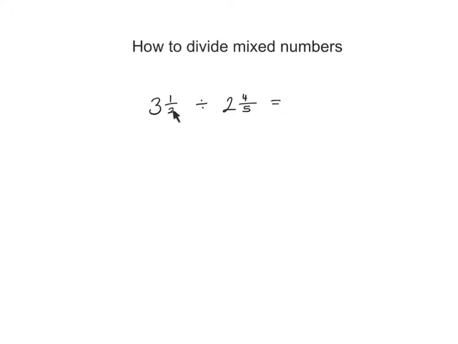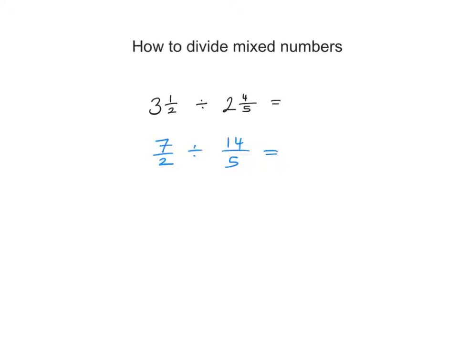In order to convert it into an improper fraction, all I need to do is do 3 times 2 plus 1. That will be the numerator. So 3 times 2 is 6, plus 1 is 7, so that becomes 7/2. The denominator here becomes the divisor. And then the other one, 2 times 5 is 10, plus 4 is 14, so that becomes 14/5. Once again, the denominator here becomes the divisor.